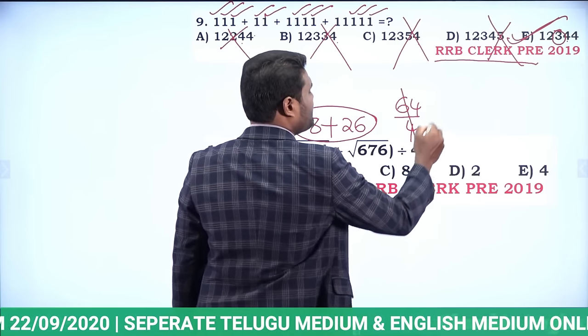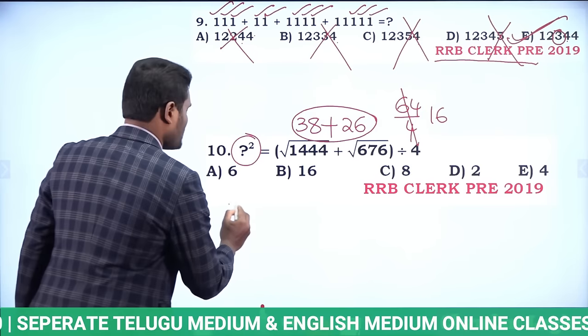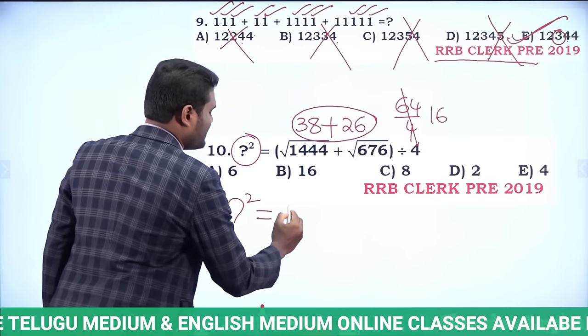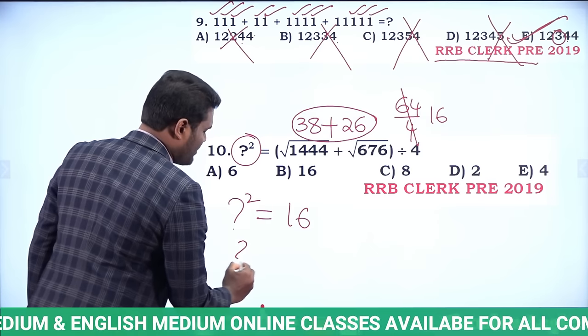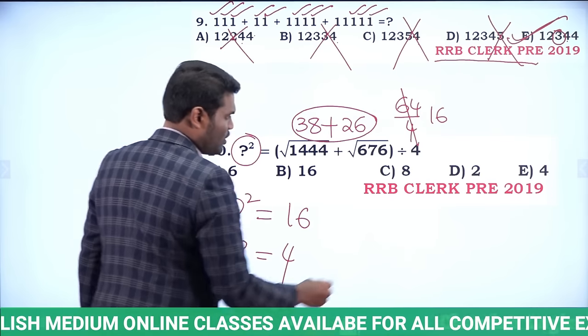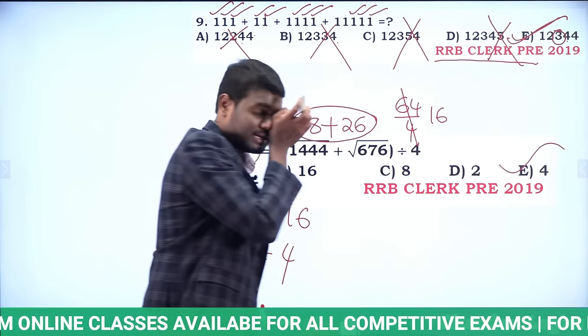64 by 4 is nothing but 16, which means question mark square is nothing but 16. Then question mark is nothing but 4. Okay, so you can simply mark the answer as 4.